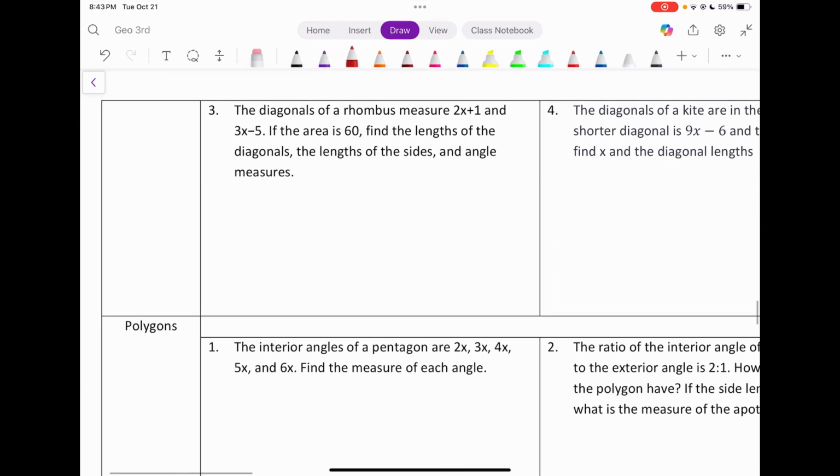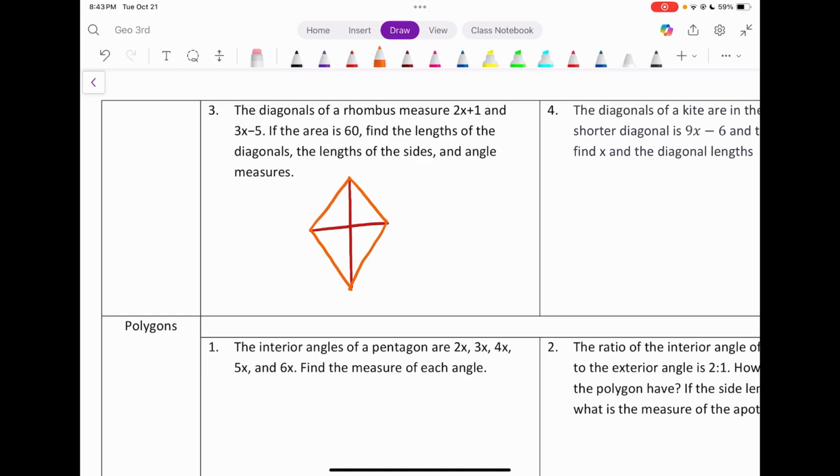Next up, the diagonals of a rhombus. Now, let me show you the easy way that I have for drawing a rhombus. I draw a stick, and then I cross it right in the middle. Okay, and then I draw the side lengths. So in a rhombus, all four side lengths are the same. Now, if you want to draw a kite, you wouldn't have to cross it in the middle. You could cross it above or below the middle.